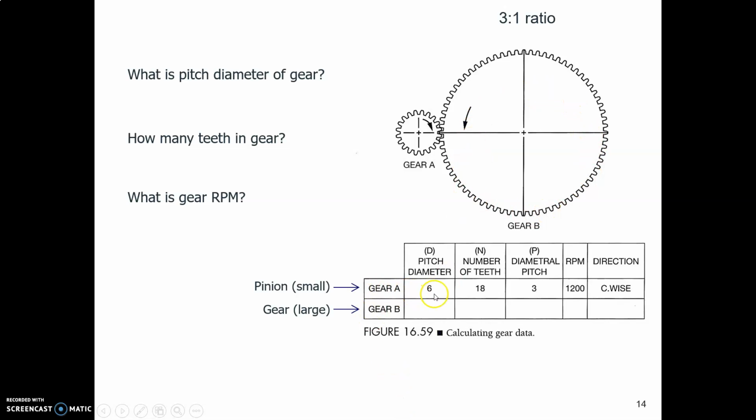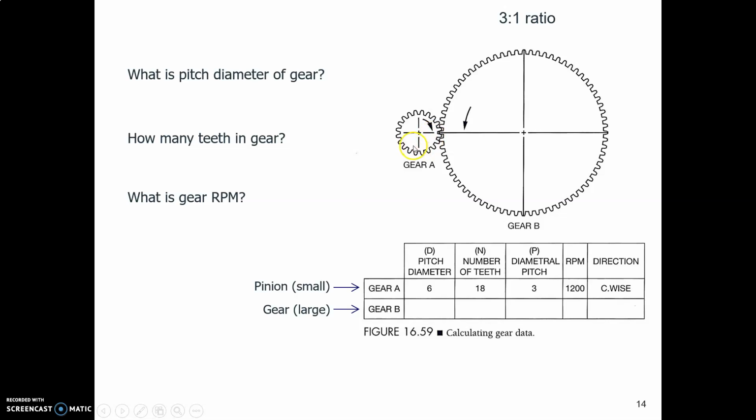So if the little one is gear A, and it has a diameter of 6, the big one must have a diameter that's 3 times as big, right? So if the little one is a 6-inch diameter, the big one must be what? 3 times must be 18 inches in diameter. If the little one, the pinion, has 18 teeth, and the big one has 3 times as many teeth, how many teeth are in the big one? Well, it must be 18 times 3 must be 54.